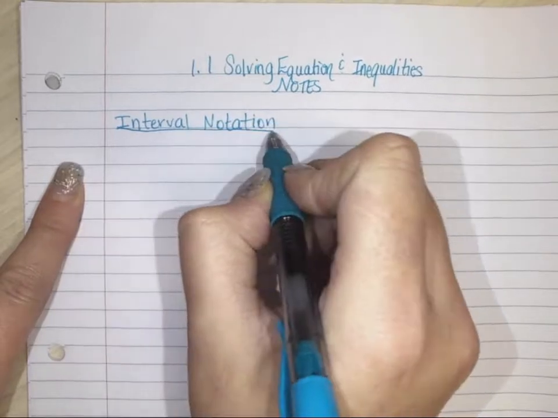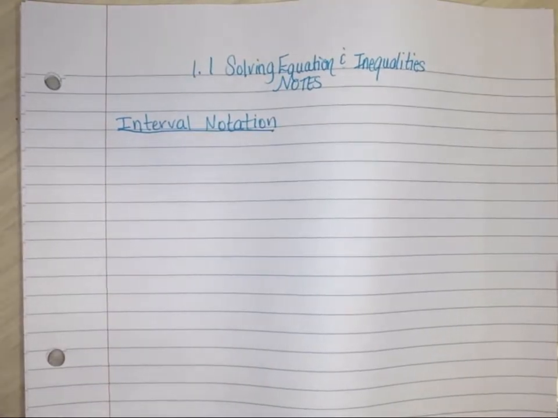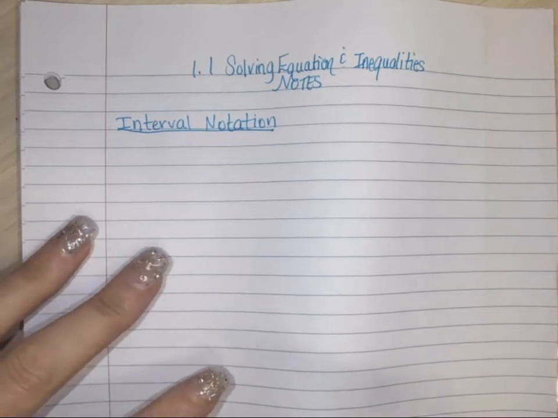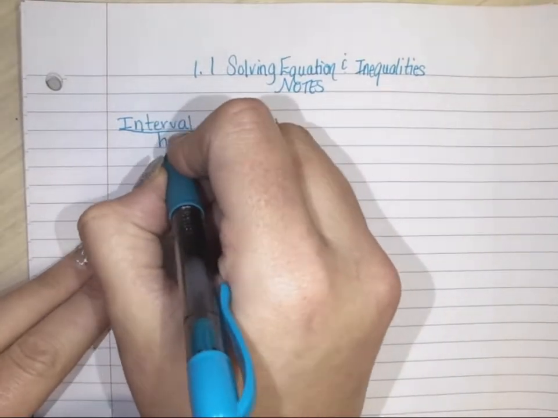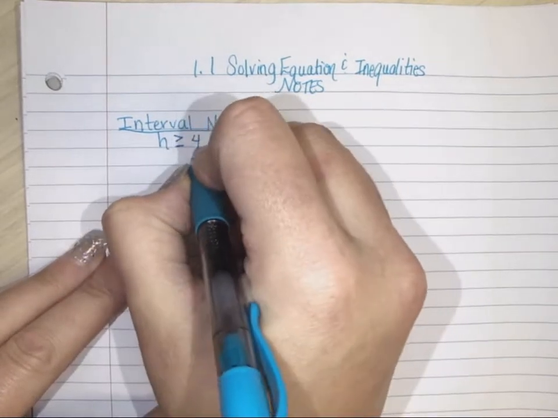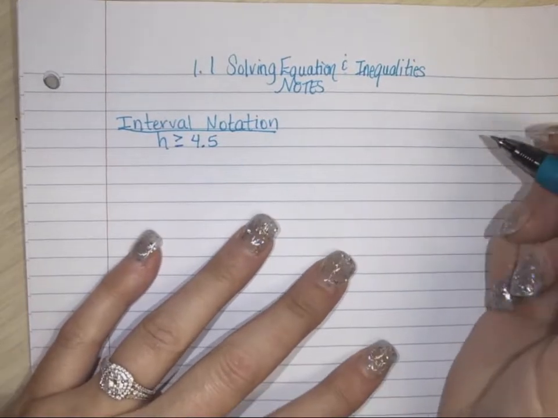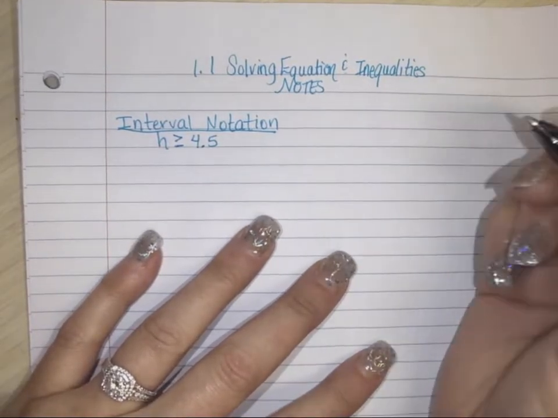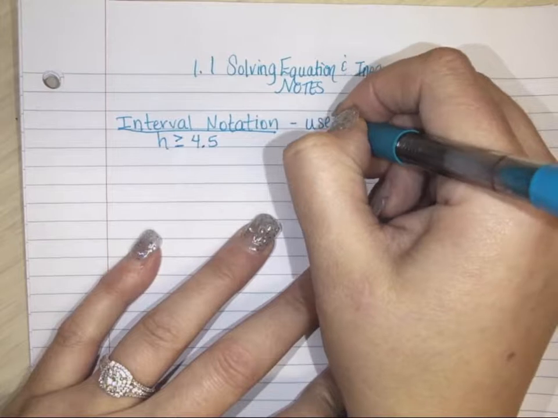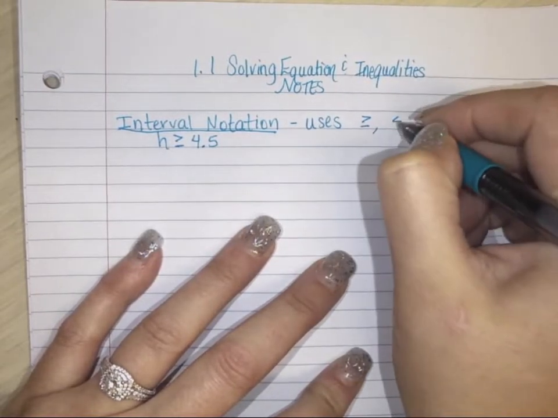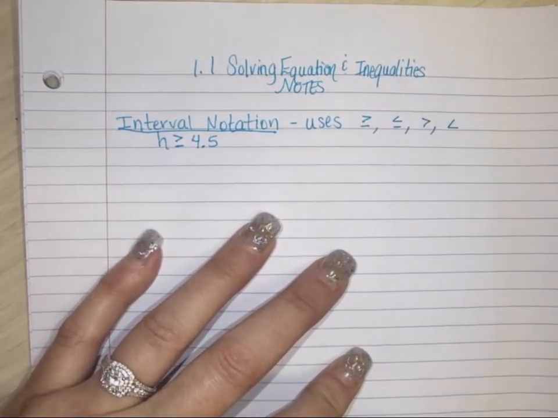Interval notation is just another way to write an inequality. For example, when you go to an amusement park and a ride requires you to be over 4.5 feet tall to ride that ride, that would mean that your height has to be greater than or equal to 4.5. So interval notation uses symbols: greater than or equal to, less than or equal to, greater than, less than.